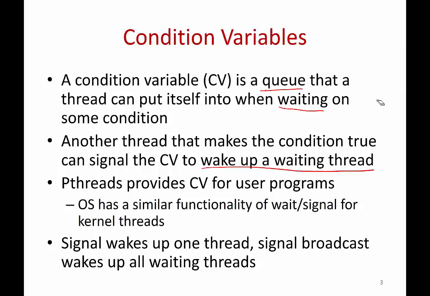So pthreads provides condition variables, and the operating system also has similar functionality for kernel threads. Sometimes a process in kernel mode might want to wait for another event, and another process might want to signal it. For all such things, the operating system also has something like condition variables for its internal consumption, right? On a condition variable, you can have two kinds of signaling. A simple signal can wake up just one thread, the first thread, or a random thread. Different implementations do different things. You can also have a signal broadcast, which wakes up all threads that are waiting on the condition.